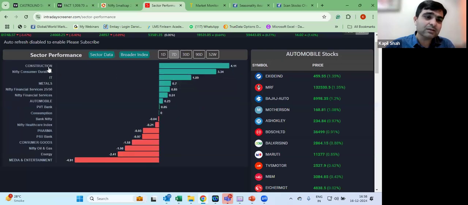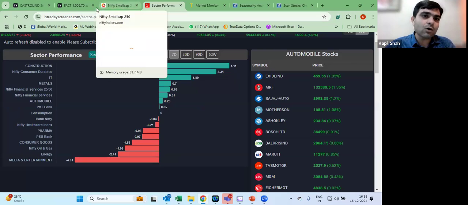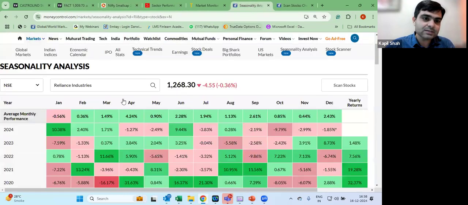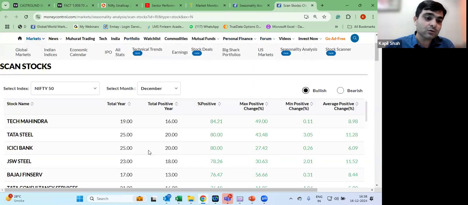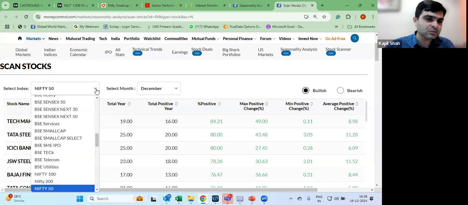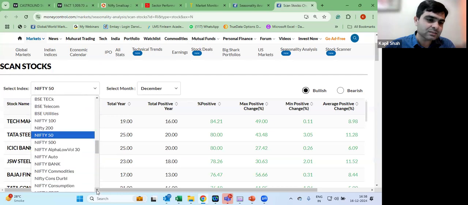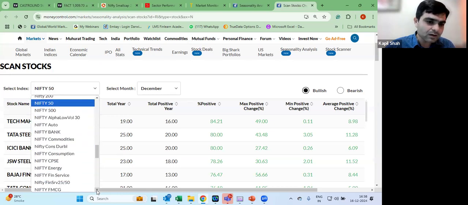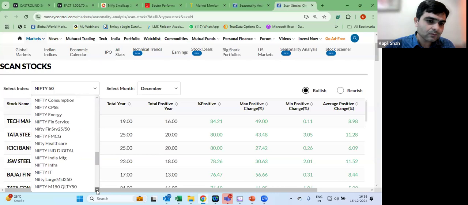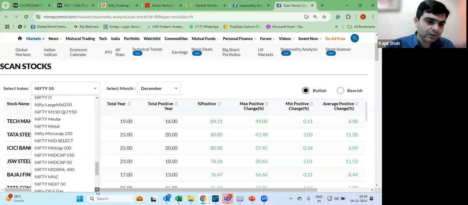If a particular sector is doing well, for example construction stocks, then you can look at it stock-wise as well. Let's say I'm interested in realty or construction stocks that are doing well, but seasonally, which stocks are more preferred or have a kind of consistency to perform well in the December month? So I can choose accordingly.